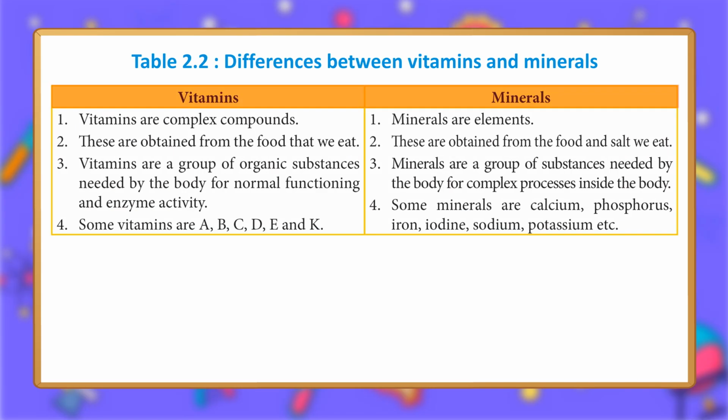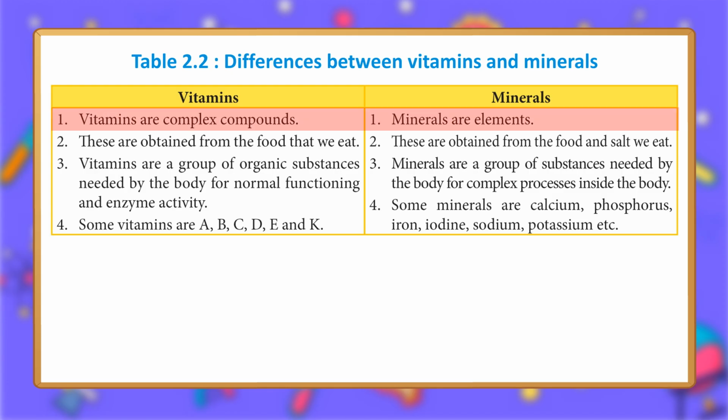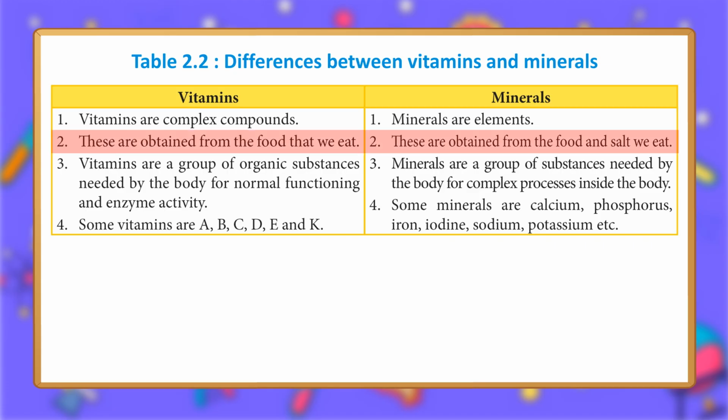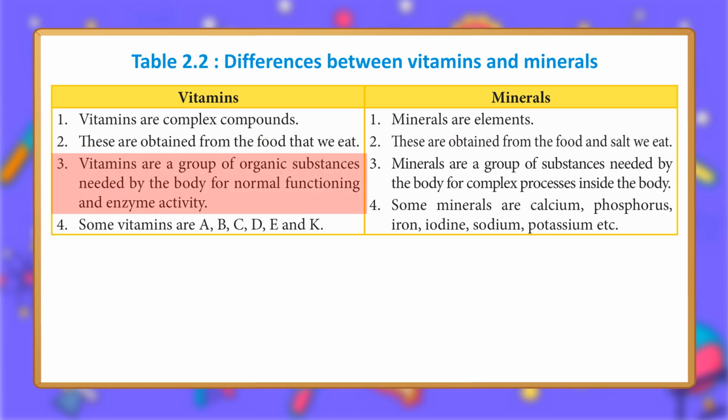Table 2.2: Differences between vitamins and minerals. Vitamins are complex compounds. Minerals are elements. Vitamins are obtained from the food that we eat. Minerals are obtained from the food and salt we eat. Vitamins are a group of organic substances needed by the body for normal functioning and enzyme activity. Minerals are a group of substances needed by the body for complex processes inside the body. Some vitamins are A, B, C, D, E and K. Some minerals are calcium, phosphorus, iron, iodine, sodium, potassium, etc.